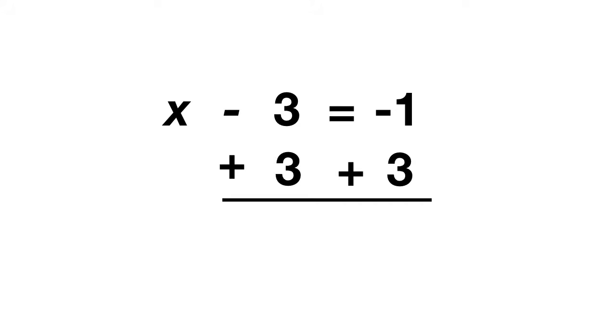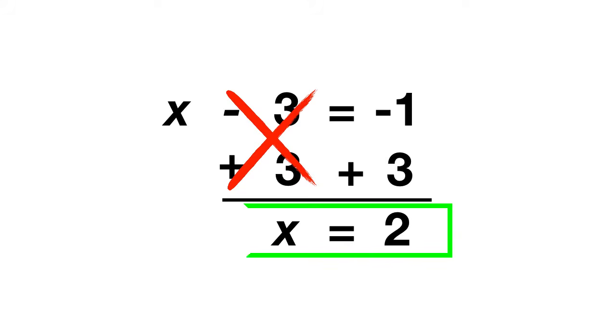Now let's solve this equation out. What do you get? Well, the minus 3 and plus 3 on the left cancel out. We're just left with an x. On the right side, we have negative 1 plus 3. That equals 2, and so in this problem, x equals 2.